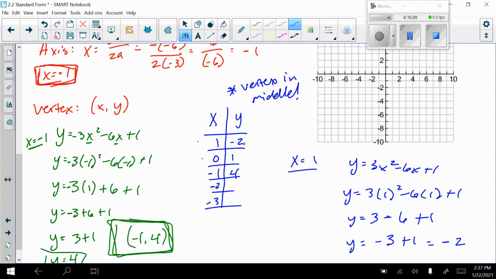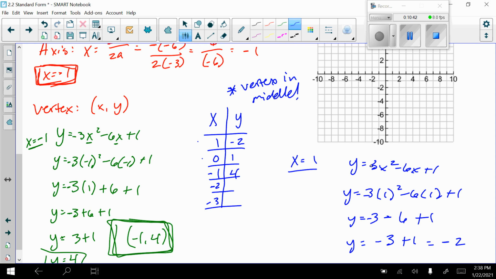Okay. Oh, I did it again. Oh, no, I didn't. I got a negative sign there. Yeah. Negative 3. There we go. Okay. So, I get a negative 2 if I plug in 1.